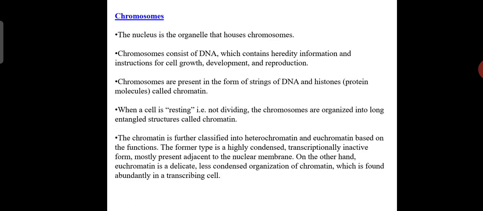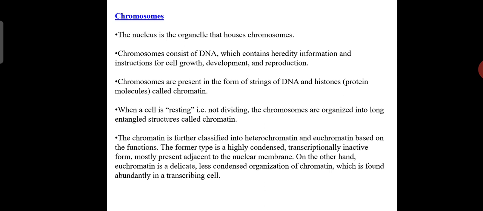Next main important part is the chromosome. The nucleus is the organelle that houses chromosomes. A chromosome consists of DNA, which contains hereditary information and instructions for cell growth, development and reproduction. Chromosomes are present in the form of strings of DNA and histones, those protein molecules, called chromatin.